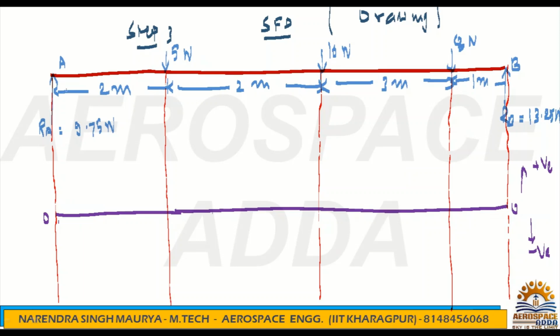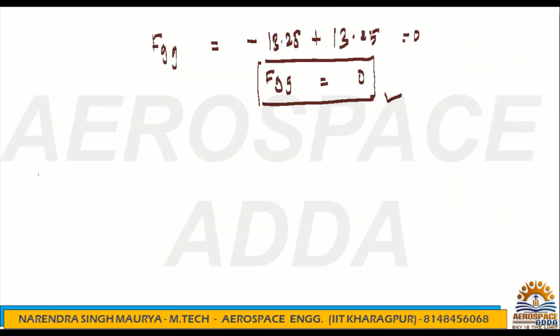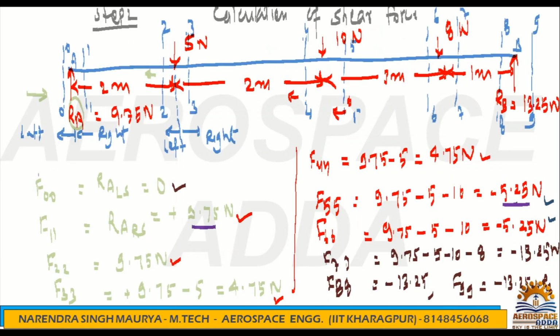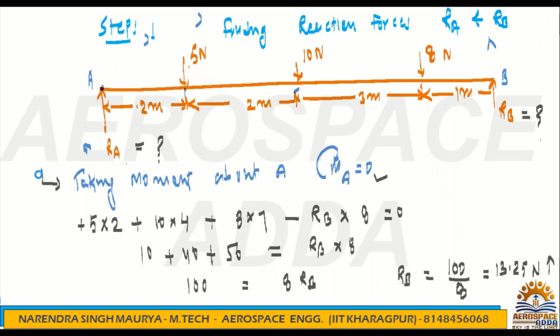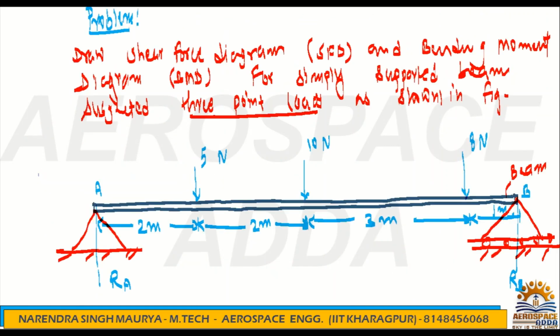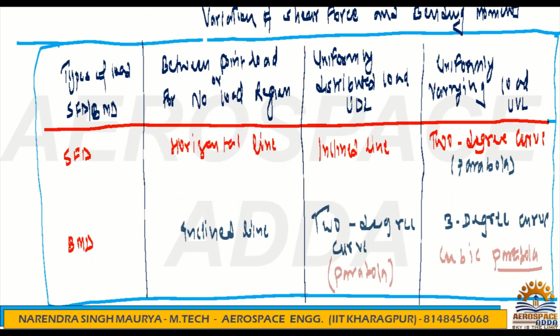Now coming to the first point A. At point A, check whether any force is there. Yes, what is the force? 9.75, and it's a point load. Once there is a point load, you will get a straight line in SFD, so you will be able to draw. See how you would know this? For that reason, I have given the table. This table is important here, which we had just seen.